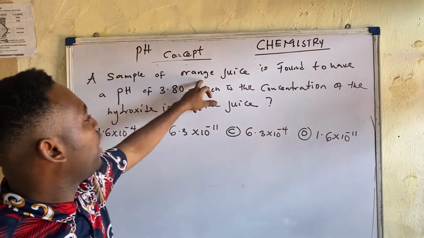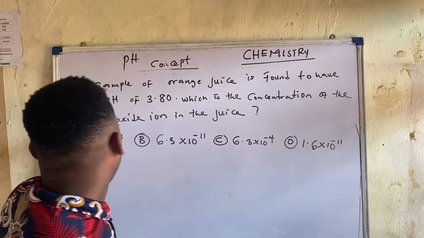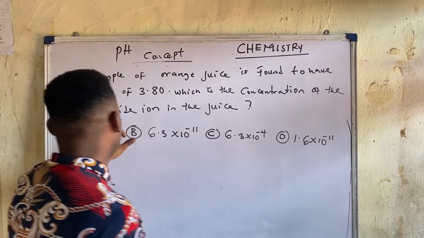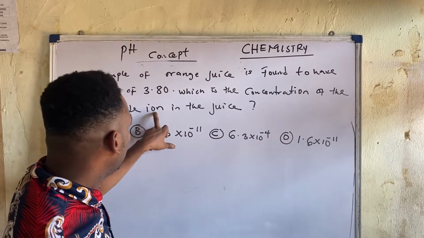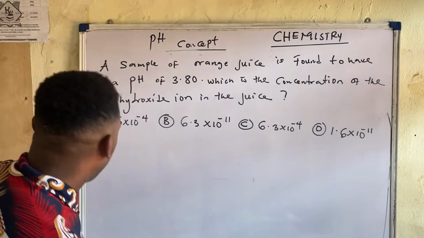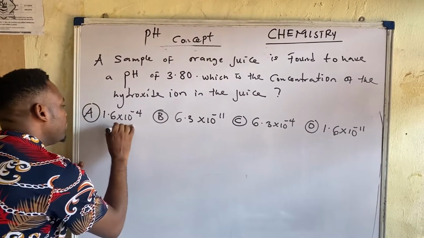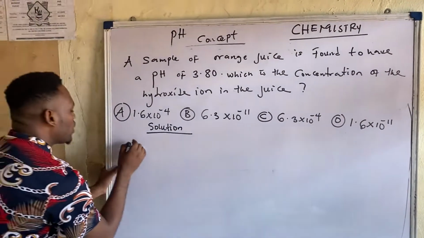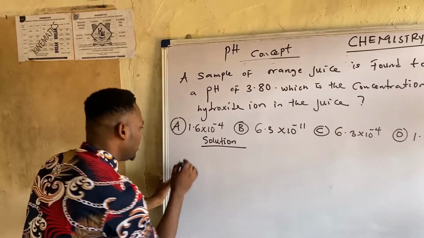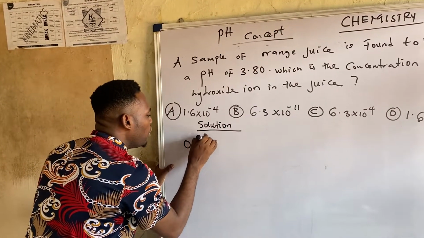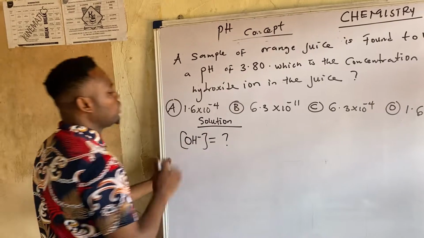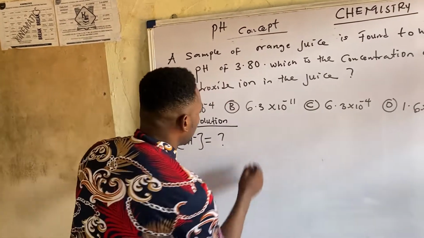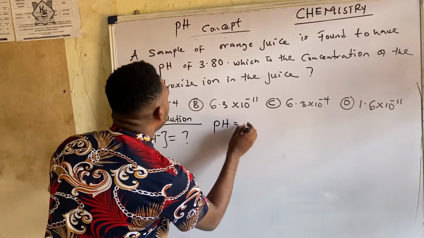A sample of orange juice is found to have a pH of 3.80. What is the concentration of the hydroxide ion in the juice? Alright, solution to this problem. Now this question is asking us for hydroxide ion concentration, meaning that we are asked to find OH minus. We don't know this. This is what we're looking for. But what we are given in the question is pH.